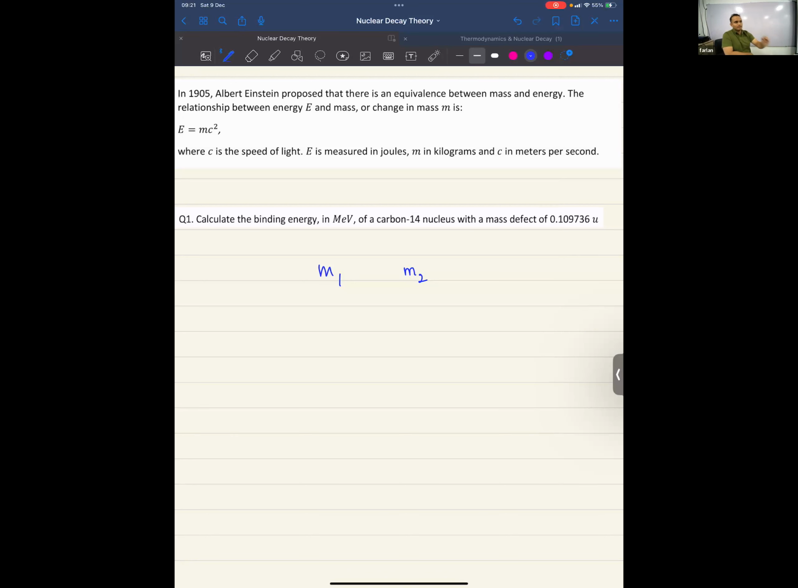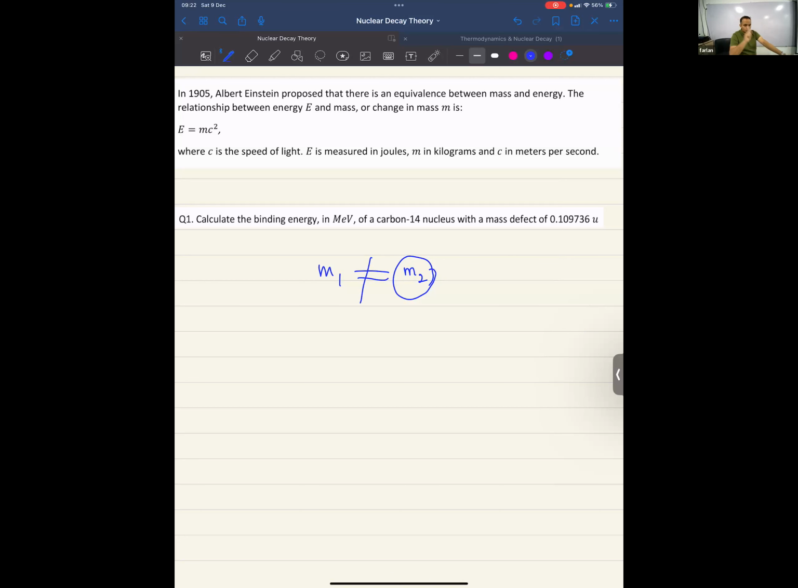But when you take a nucleus, it doesn't work that way. If the nucleus has mass M1, and I separate all the nucleons, and the total mass of all the nucleons is M2, M1 and M2 are not equal. That difference between M1 and M2 is what you call the mass defect.